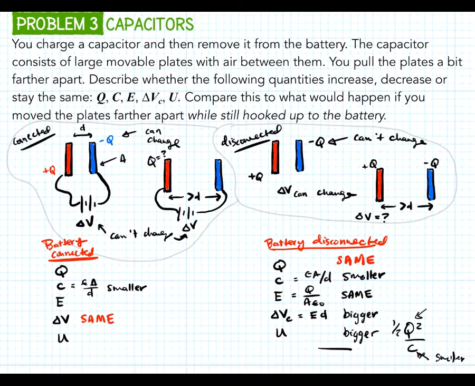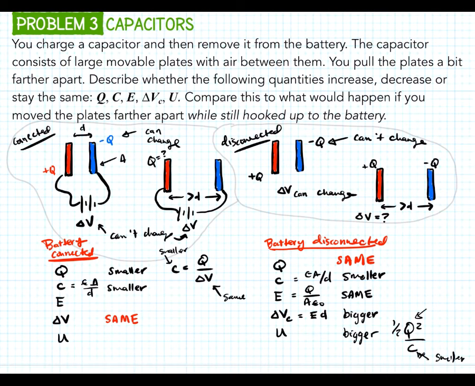So if the battery is connected, we know that only potential really stays the same. Because that's something that depends on the battery, and so the battery is going to adjust to keep the potential the same. And we know that the capacitance gets smaller. So if the potential stays the same and the capacitance gets smaller, what's going to happen to the charge? Well, remember, capacitance is Q over delta V. So if C gets smaller, but V stays the same, the only way for that to happen is for Q to get smaller.